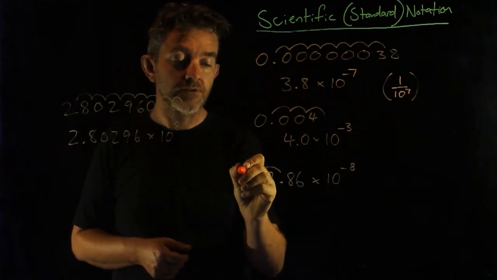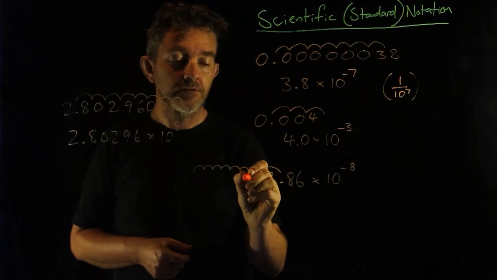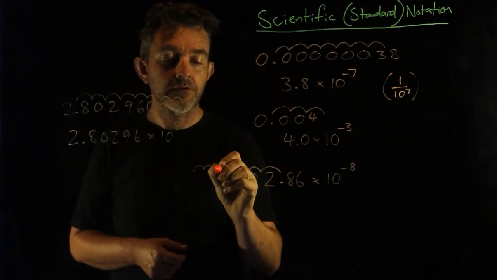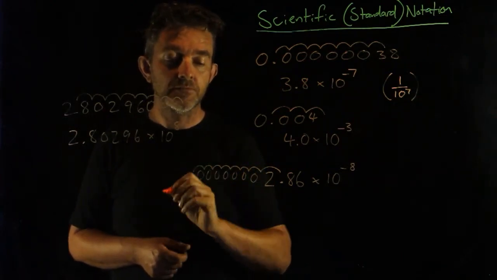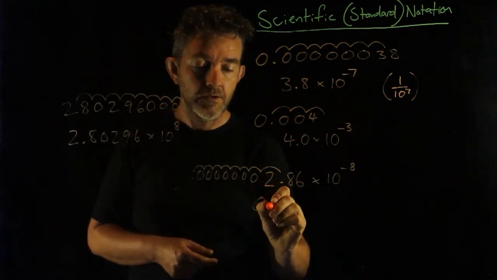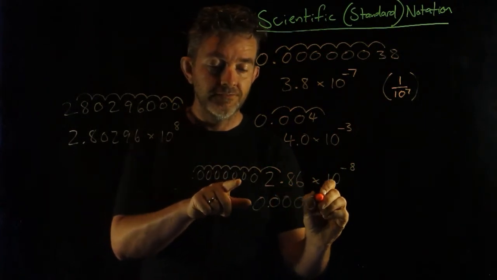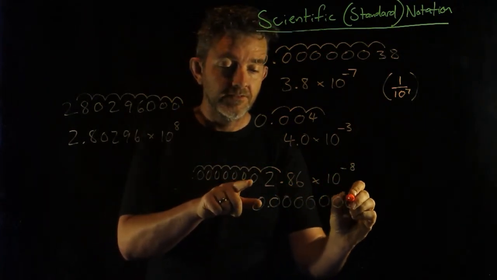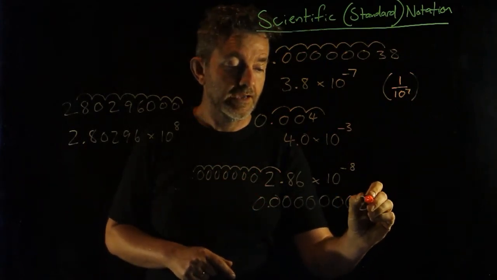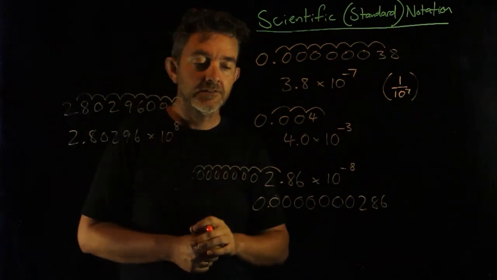1, 2, 3, 4, 5, 6, 7, 8. Put a 0, 0, 0, 0, 0, 0, 0. The decimal's going there. So if I write this out neatly underneath, it's going to be 0.0000000286, with 7 zeros after the decimal before the 2, 8, 6. That's my really small number that comes from that scientific notation.